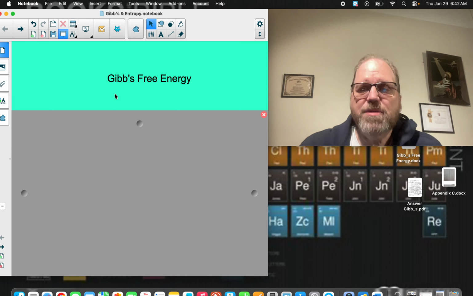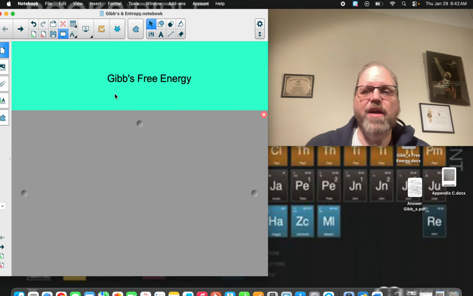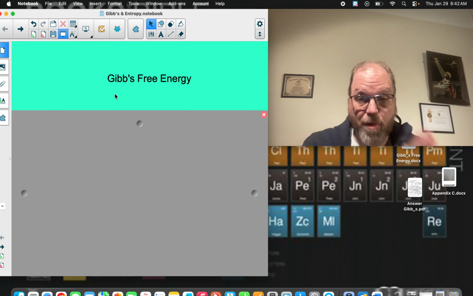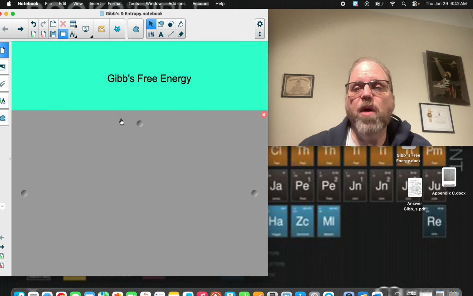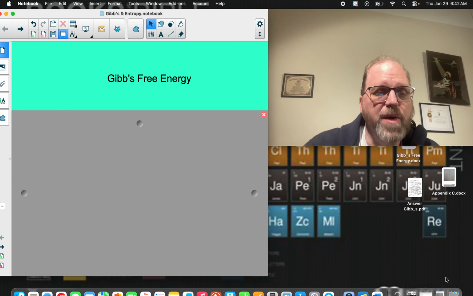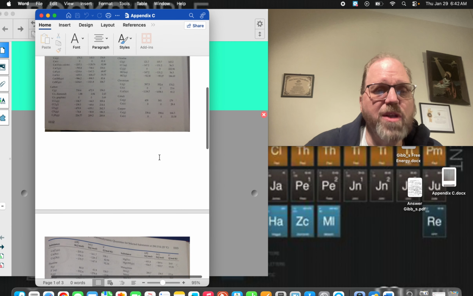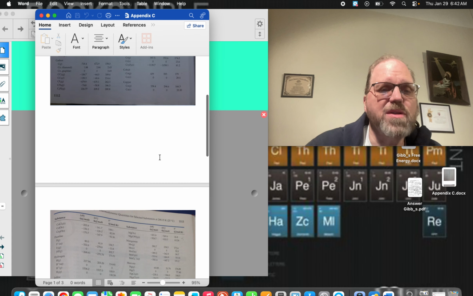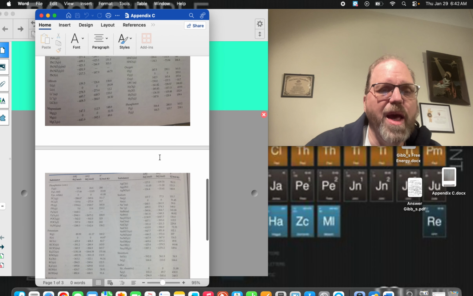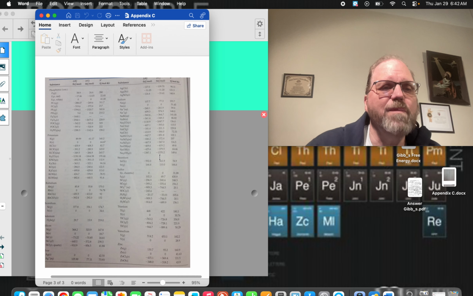We're looking at Gibbs free energy today. And for Gibbs free energy, we're going to use Hess's law. I said we're going to come back to it. In order to show that, I will include here the appendix. So this is the first page. If you need to, you can click on it and blow it up to make it larger so you can see the values. So that's the first page, the second page, and the third page inside of there.